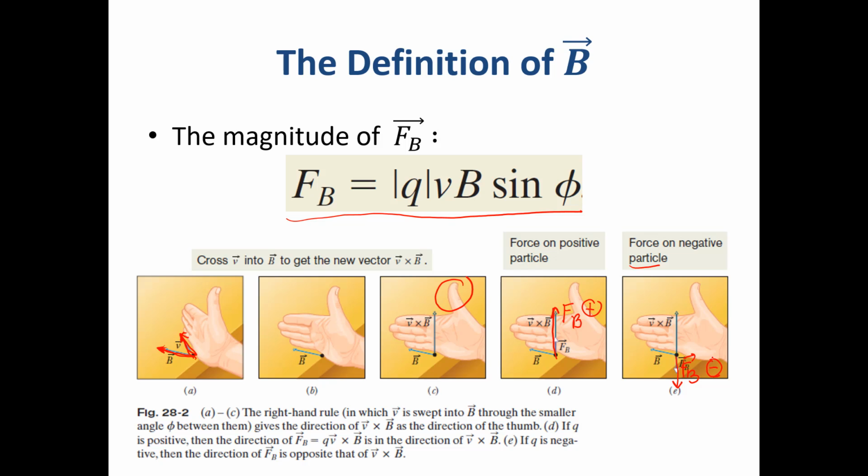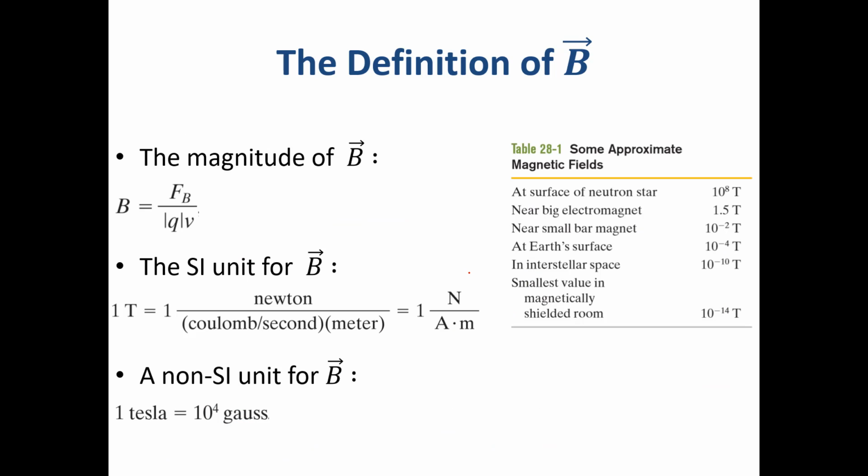Okay, so you can use this direction. First you put your finger in the direction of the V, and then you move to the direction of the B, and the middle finger is the direction of the FB, and this direction is for the positive particle, and the negative particle is the opposite direction like the picture number E.